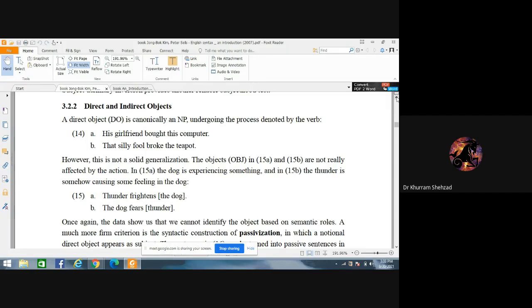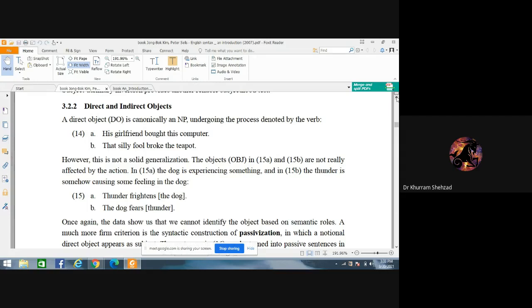Then some of the other concepts were introduced, like quantifiers. We read that quantifiers like all and both, when they are part of the subject NP, can move around in the sentence, they can float. And when quantifiers like all or both are part of the object in the sentence, then they cannot move around.